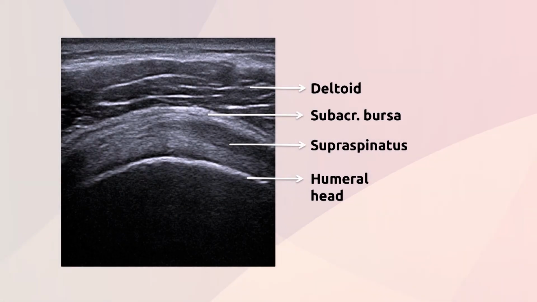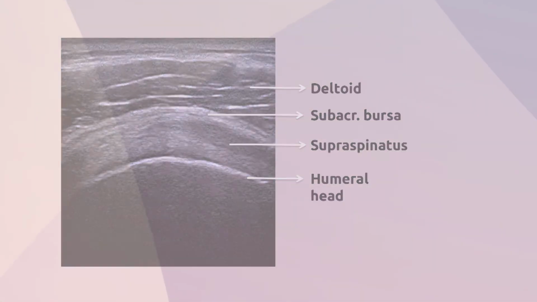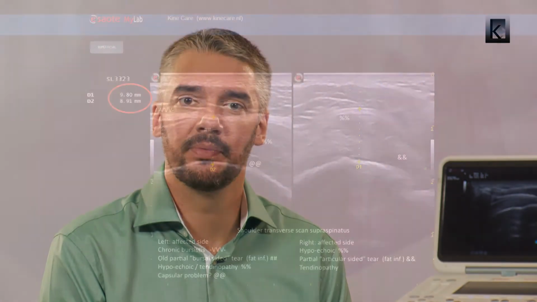On this slide, a healthy transverse supraspinatus is presented. Please memorize this picture. An accurate diagnosis is not that simple, due to the complexity of the anatomy and biomechanics of the human body.